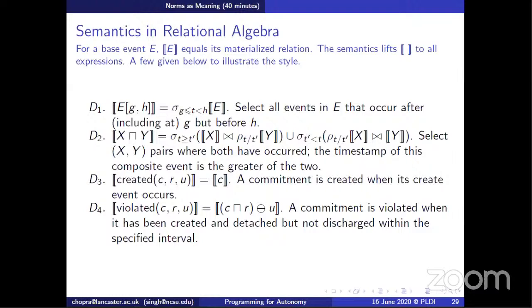And then you come to the more interesting stuff, such as when is a commitment? So this D3 gives all the created tuples. C refers to the create clause, R to the detach clause, U to the discharge clause in the specification. And the tuples in created CRU are exactly the tuples in C. And if you wanted to capture the tuples in violated CRU, then you take the tuples such that a commitment is violated when it has been created and detached, which is captured by the CNR, but not discharged within the specified interval. So not U should have happened. The circle with the line in between captures the not.